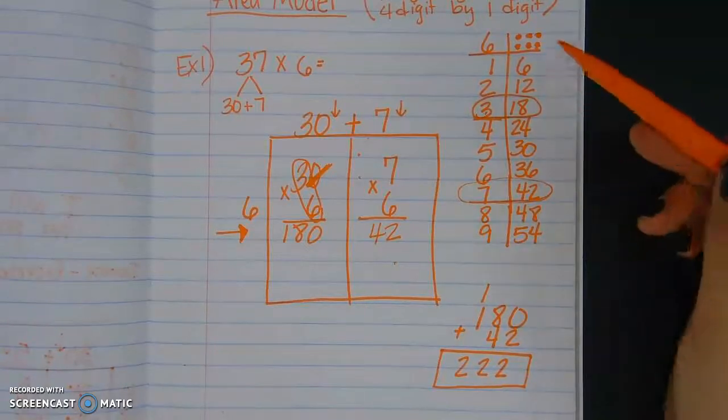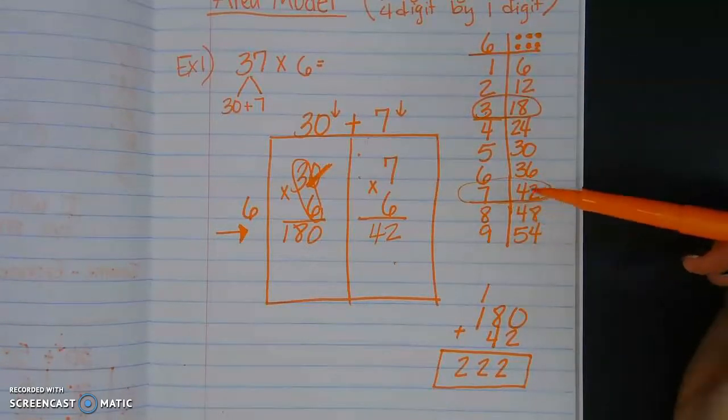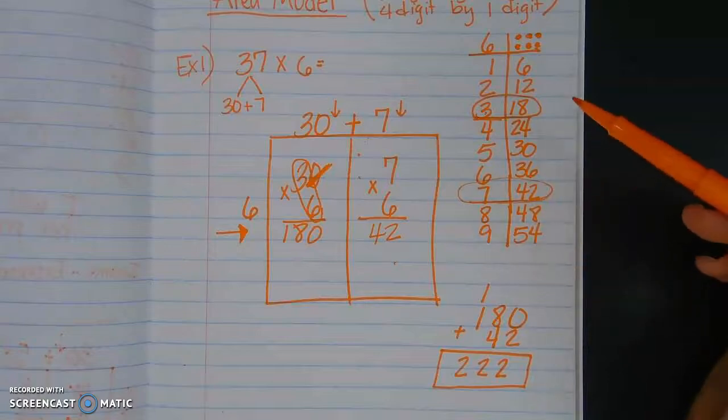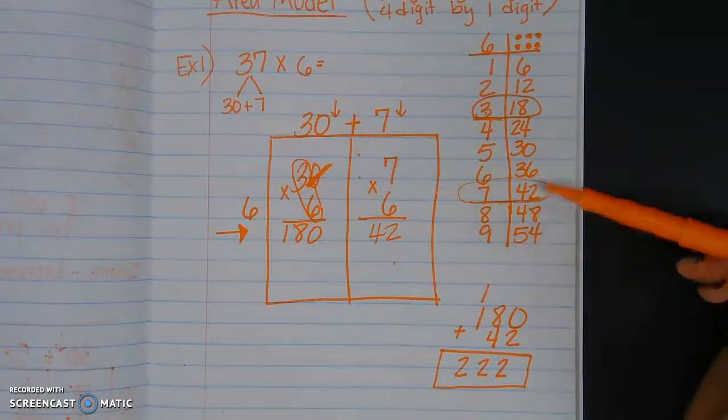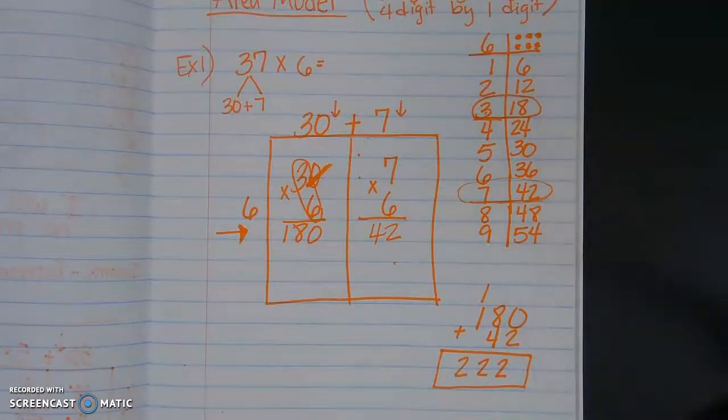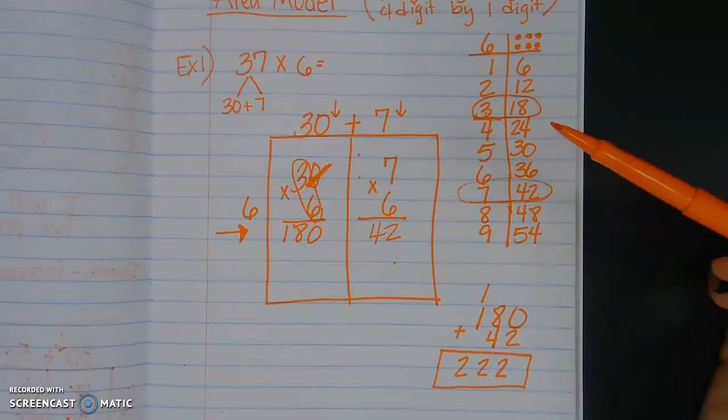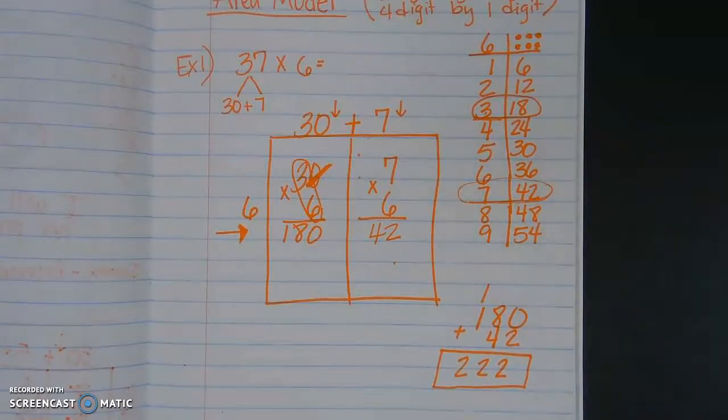So if you need to draw this chart, draw this chart. There's nothing wrong with it. It's pretty good practice for your facts and listing all your multiples of 6, and it's perfectly fine. So that was our example for a 2-digit times a 1-digit. All right, so now we're going to do 3-digit times 1-digit.